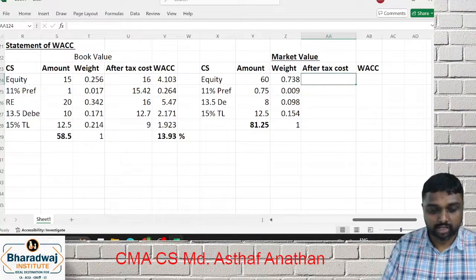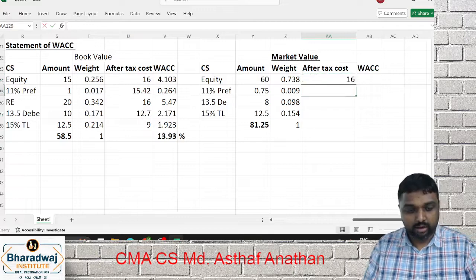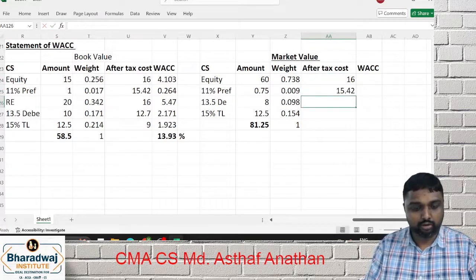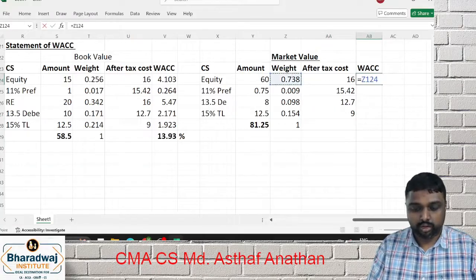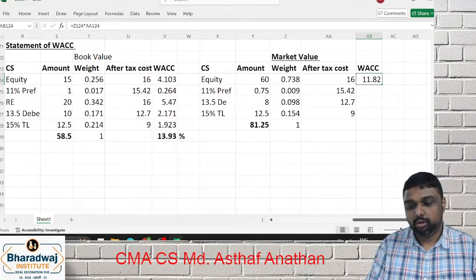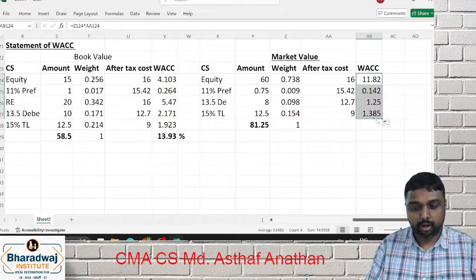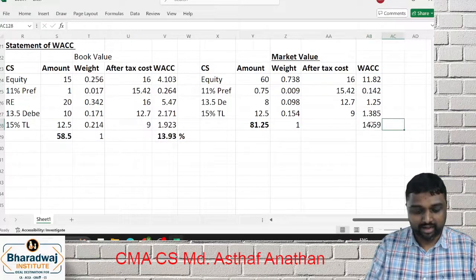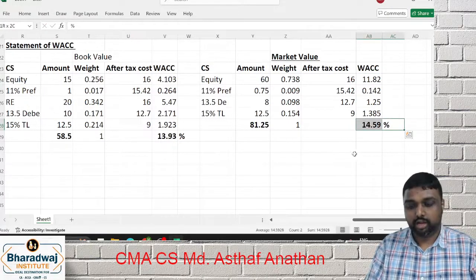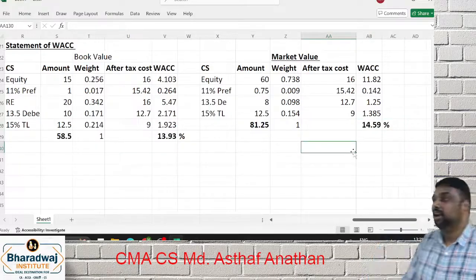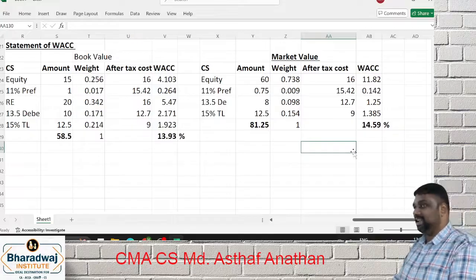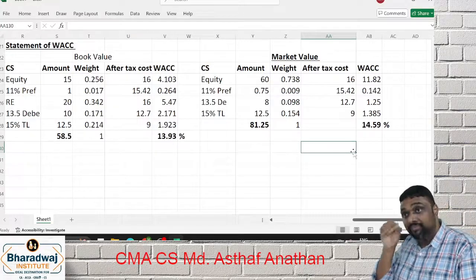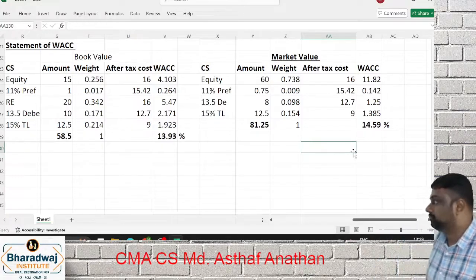What is after tax cost? 16, 11% preference, 15.42, 12.7 and 9. You have to do it. That's all. Question is over. So if you did it properly, you will get a final answer called what? 14.59. Correct? So congrats for those who got the correct answer.